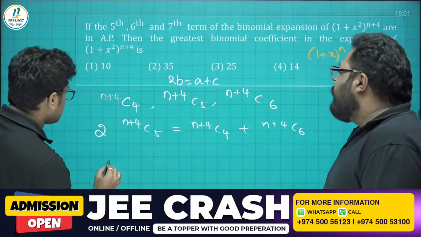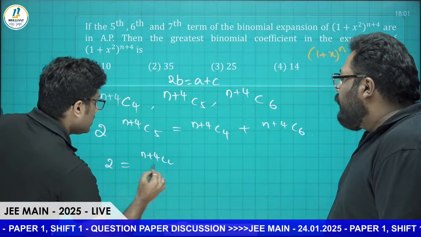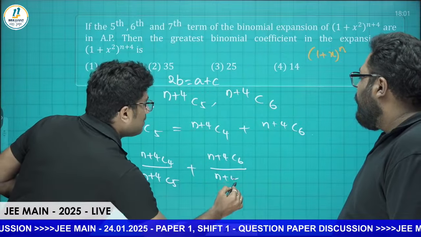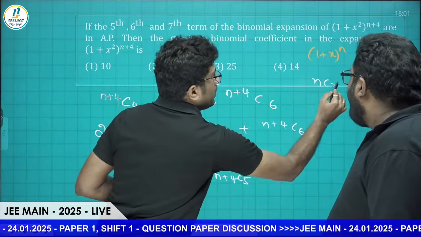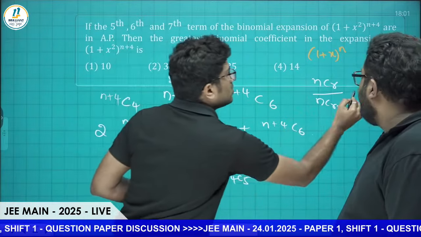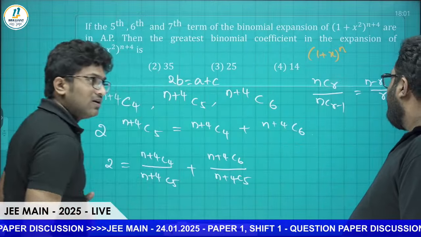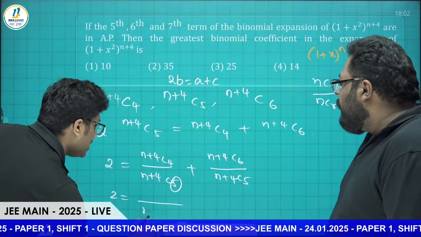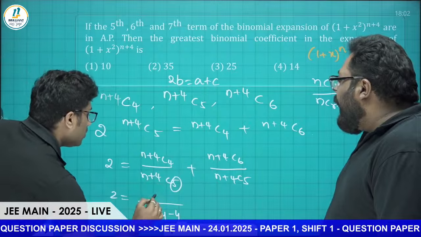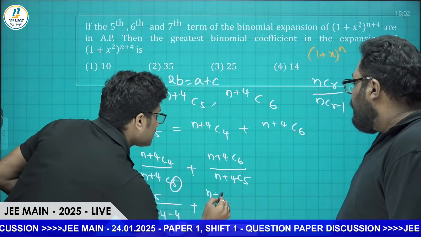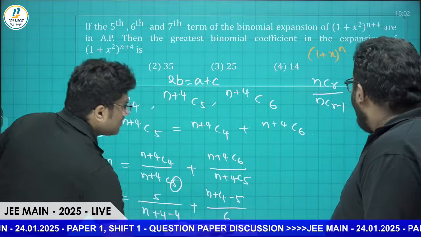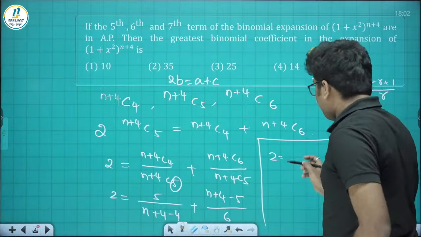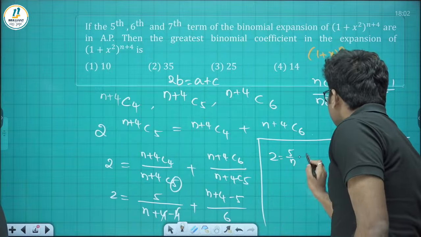We can divide by n+4C5. So 2 is equal to n+4C4 divided by n+4C5, plus n+4C6 divided by n+4C5. From the property nCr divided by nCr minus 1 is equal to (n minus r plus 1) divided by r, by using that, 2 is equal to 5 divided by (n plus 4 minus 4), plus (n plus 4 minus 5) divided by 6, the second being just the reciprocal. So 2 is equal to 5 divided by n plus (n minus 1) divided by 6.